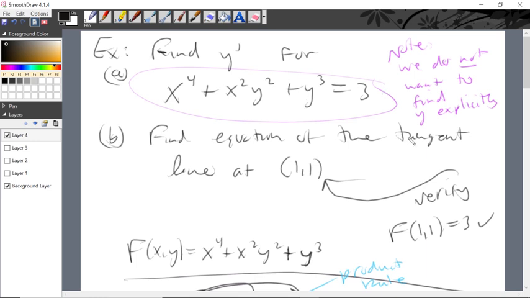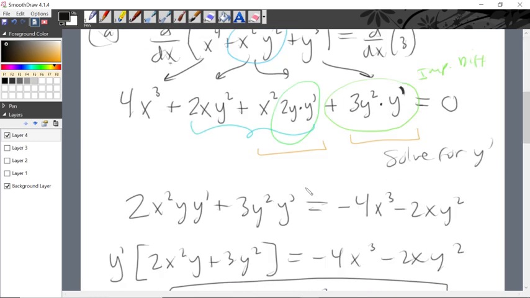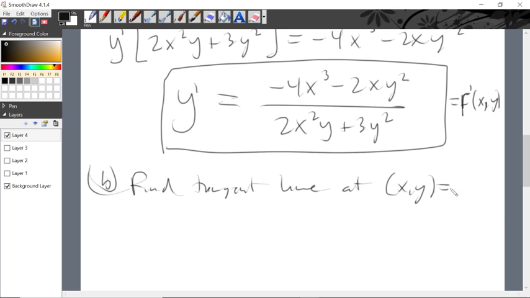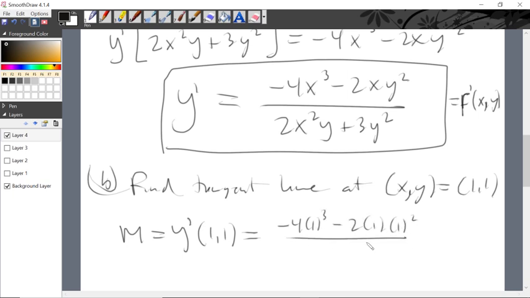But for part B, find the equation of the tangent line at 1, 1. So 1, 1 is an x value, y value. Find the tangent line at the point where x and y are both equal to 1. So we find the slope of the tangent line by plugging 1 and 1 in as the x and y values into the y prime formula. That gives us negative 4 times 1 cubed minus 2 times 1 squared over 2 times 1 squared times 1 plus 3 times 1 squared.